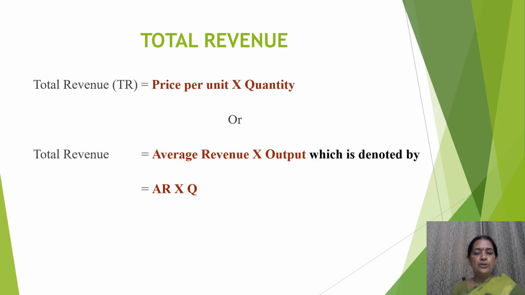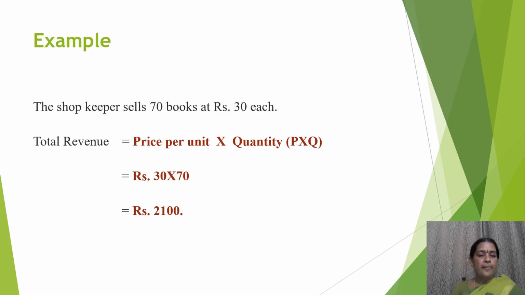Then we will move on to total revenue. The formula for calculating total revenue is price per unit into quantity, or average revenue into output, which is denoted by AR into Q. Example: the shopkeeper sells 70 books at rupees 30 each. The formula is price per unit into quantity, that is P into Q. 30 rupees into 70 books, you will get rupees 2100 as total revenue.